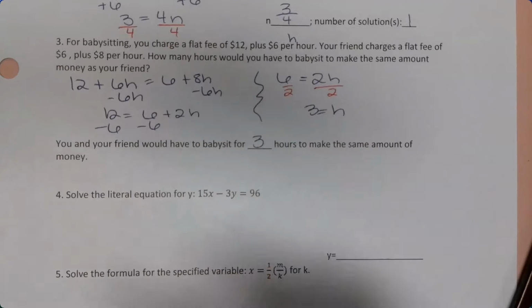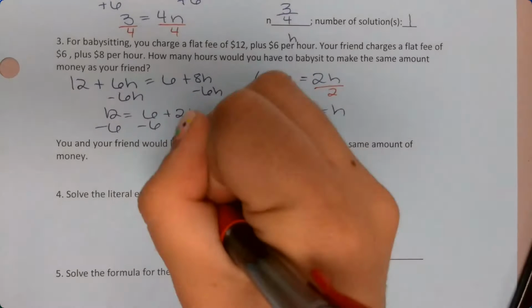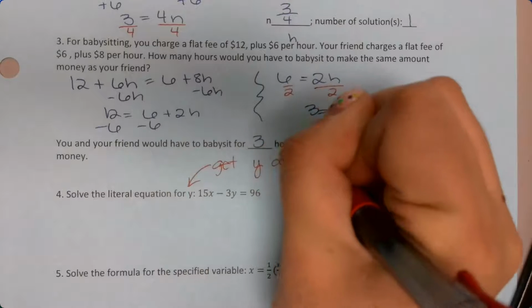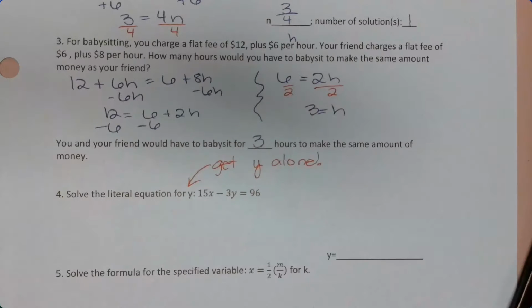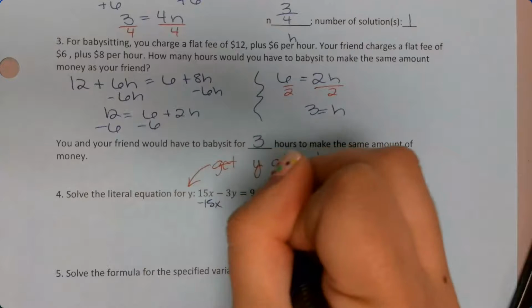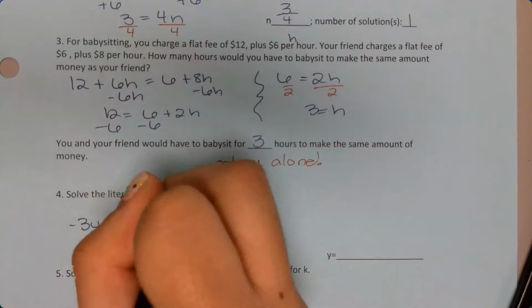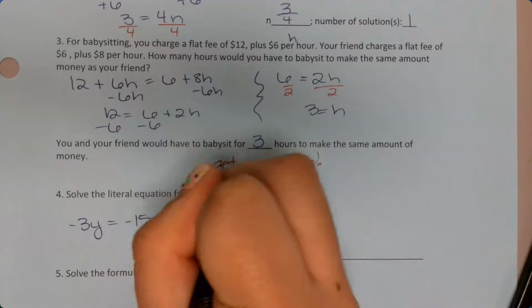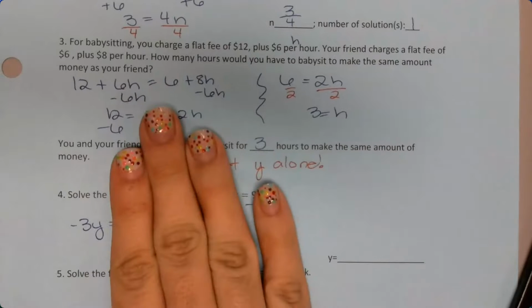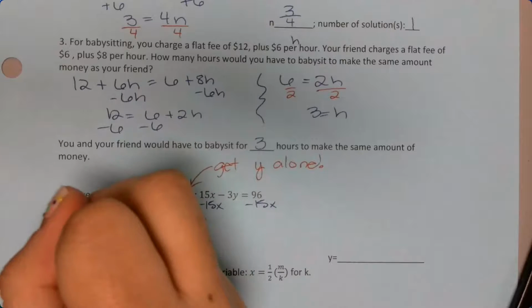And number 4 wants me to solve the literal equation for y. That means get y all alone. So what I want to do is start off by subtracting 15x on both sides. That's going to give me negative 3y equals negative 15x plus 96. Then I still have a number in front of my variable, so I want to go ahead and divide everything by negative 3.